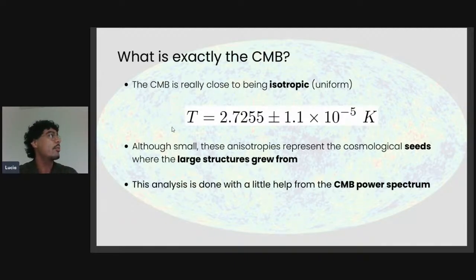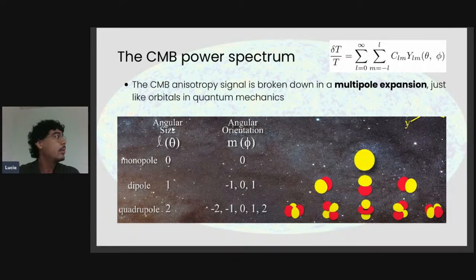And this analysis, where we relate the CMB anisotropies with the large-scale dark matter structure, is made with the CMB power spectrum. That is a very famous, remarkable plot of the anisotropies in the CMB. But to understand it, first you have to understand how we analyze these anisotropies in the sky. We take the fluctuations in temperature normalized by the temperature, and we expand it in a multipole expansion, writing it in terms of spherical harmonics, just like we do in quantum mechanics with the orbitals, and in electrodynamics when we analyze monopoles, dipoles, quadrupoles, etc.